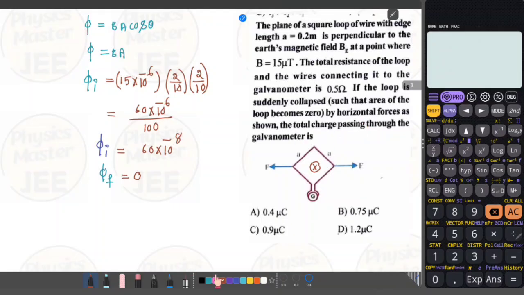Since you guys know that this epsilon is equal to dφ/dt, right? And current can be written as epsilon by R, nothing but according to Ohm's law. I could say that I is equal to V by R. Therefore, I could also say that here I is equal to dφ by R dt, right?